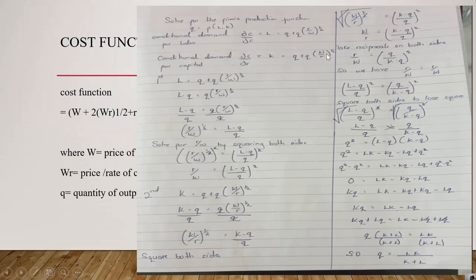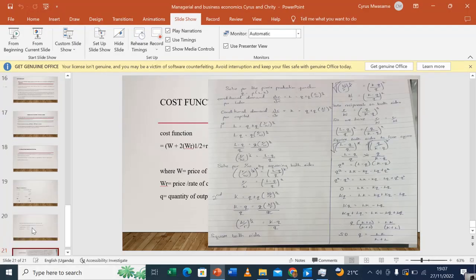So if you follow the mathematical working out here, you will find out that we will need to do a reciprocal. We'll take a reciprocal on both sides, and when we do that, you find out that the two halves cancel on the left hand side and the right hand side. And when you follow clearly the mathematical working here, you will find that Q at the end of it is equal to LK over K plus L. That's the inverse that we were looking at.